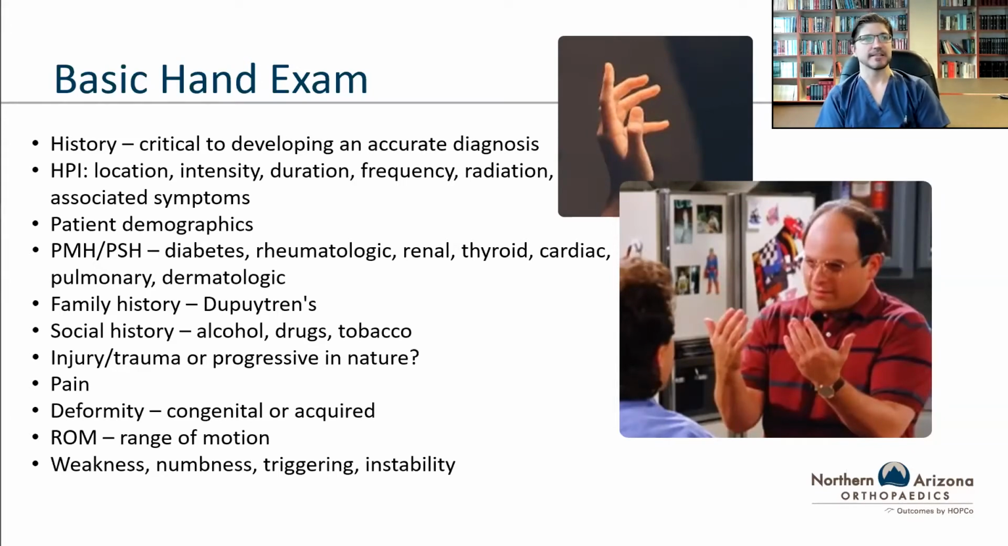Very important to my examination is whether this is a progressive kind of insult, or was there a recent trauma, such as a fall or motor vehicle accident. We look for pain, deformity, range of motion, as well as weakness, numbness, or instability in the hand and wrist.